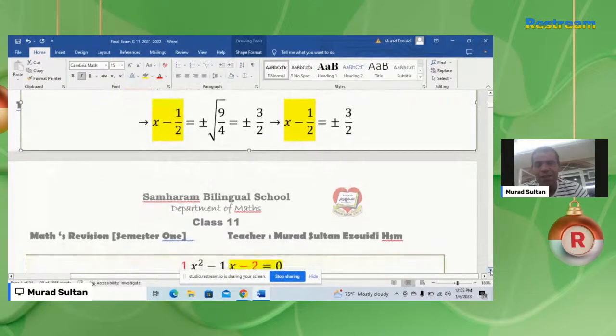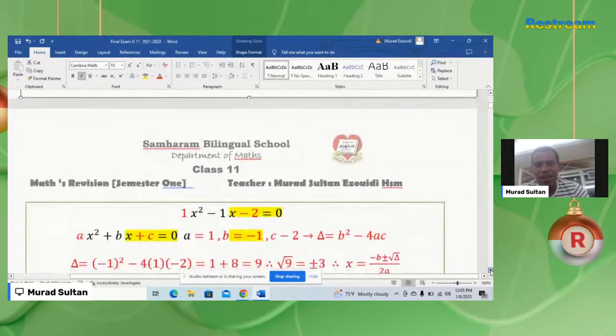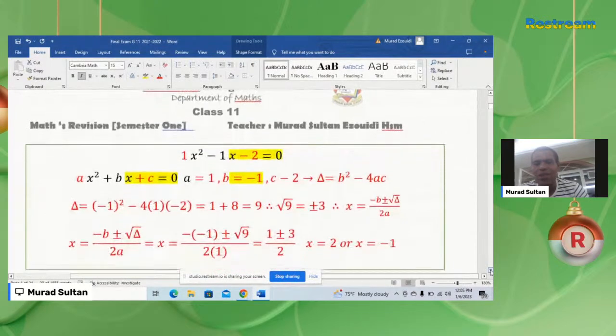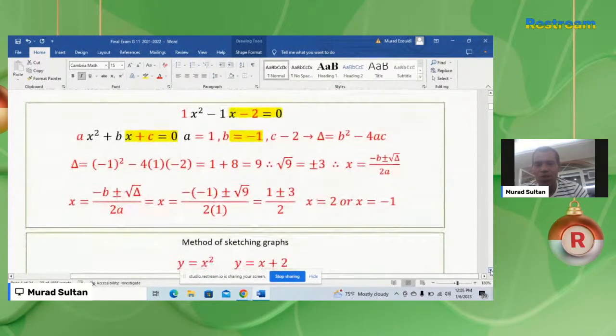Okay, now we continue. Let's summarize what we did exactly. Now we'll use the fourth method, the method of the quadratic formula. I will apply the quadratic formula immediately. We have 1x squared minus 1x minus 2 equals 0. Therefore, ax squared plus bx plus c equals 0. We should equate a, b, c to the coefficient of x squared, the coefficient of x, and the constant.